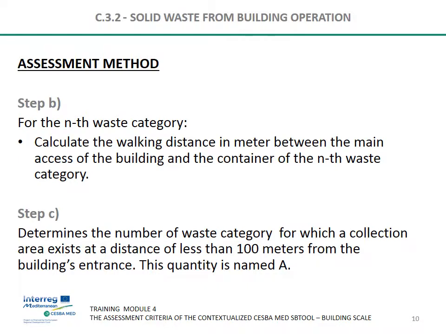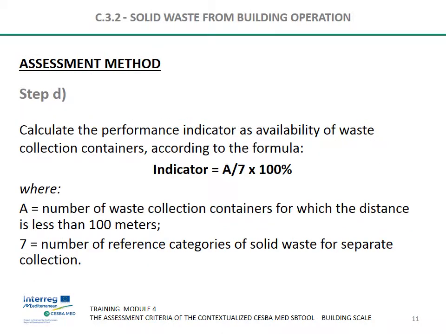Then you calculate the walking distance from the main entrance to the waste category bin, and then one has to determine the number of waste categories which are available within 100 meters from the entrance. Then we divide this by 7. So the indicator is calculated by determining those number of collection containers which are within a distance of 100 meters walking distance, divided by 7 times 100%.